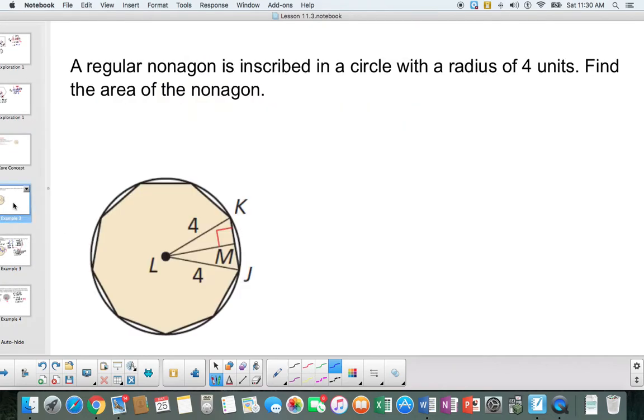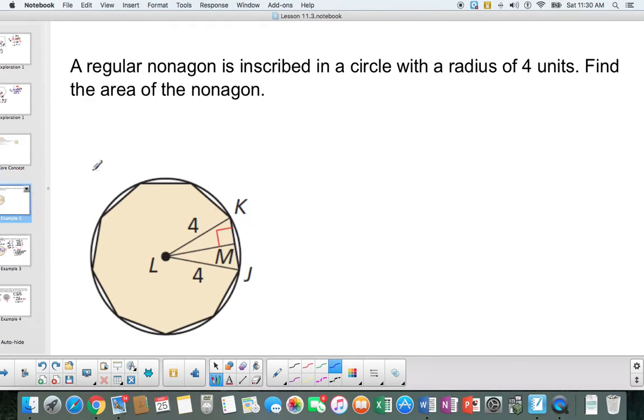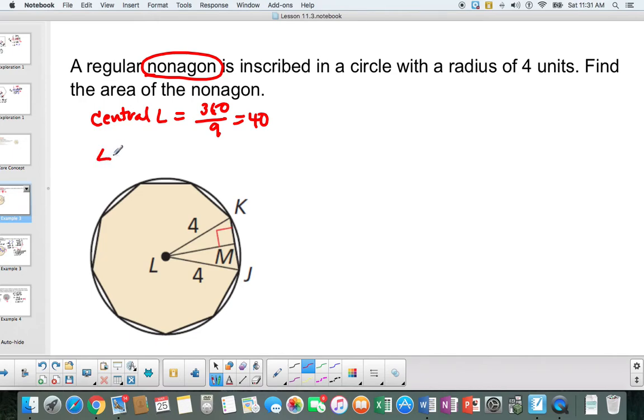All right, let's go ahead and try a problem. This is a nonagon. My nonagon, so the first thing I want to do is find the central angle, and that'll be 360 divided by 9, which is 40. Now that's this angle from here to here. I would need to find an angle inside the right triangle, which is going to be 20 degrees. So this angle right in here is 20 degrees.